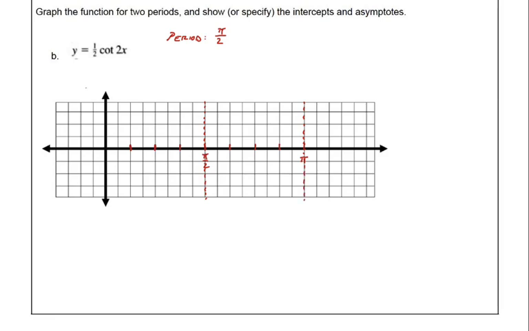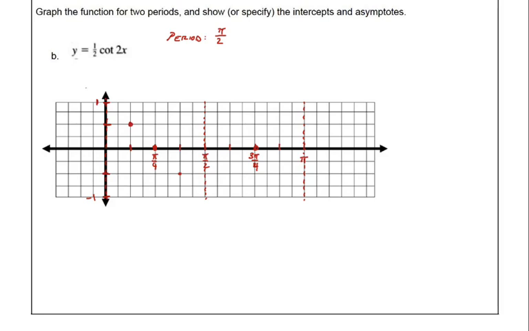So I have kind of the setup I need here, and then if I know the shape of cotangent, that 1/2 out front is going to compress my graph vertically, so I'm going to make my y-axis, instead of counting by ones, count by halves here. So I can go up to 1, but know that half is really the value that I need.